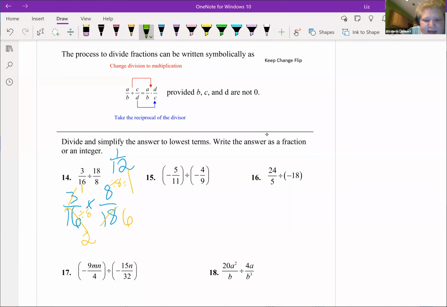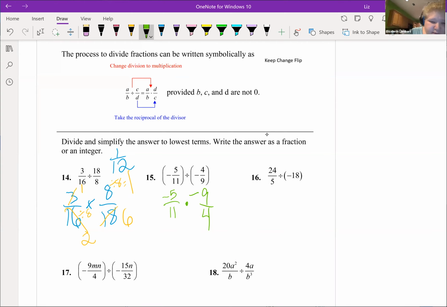All right, so we keep the -5/11. Change this. I'm going to use the dot for multiplication. I don't like the way my x looks. But flip the second one, so this is -9/4 now. Wow. There is not a single thing. 5 and 11 are prime, and 9 and 4 are coprime. They don't have anything in common, so we just multiply.